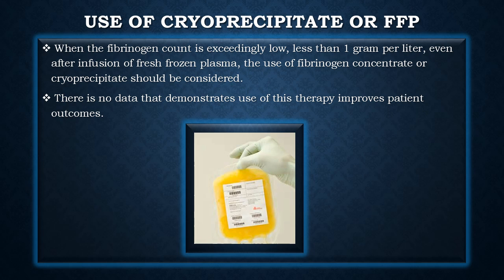Use of cryoprecipitate or FFP. When a fibrinogen count is exceedingly low, less than 1 gram per liter, even after infusion of fresh frozen plasma, the use of fibrinogen concentrate or cryoprecipitate should be considered. There is no data that demonstrates use of this therapy improves the patient outcomes, but it is still one of those therapies that is currently in practice.